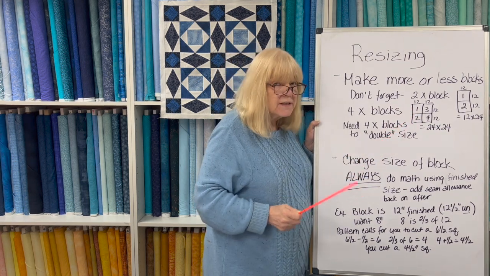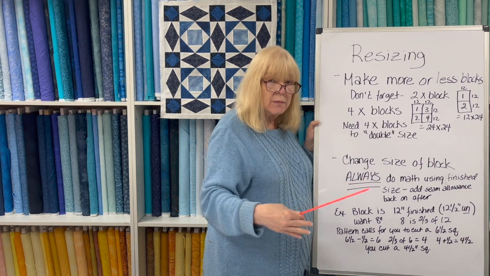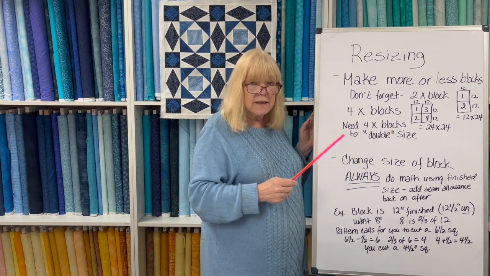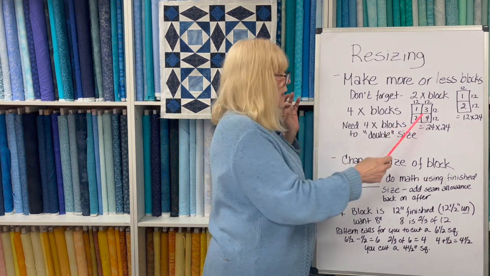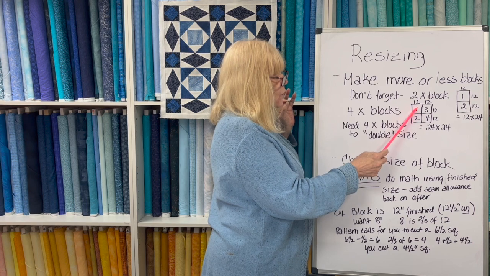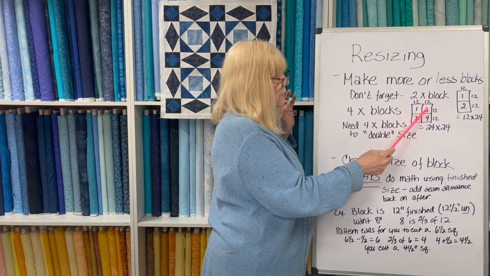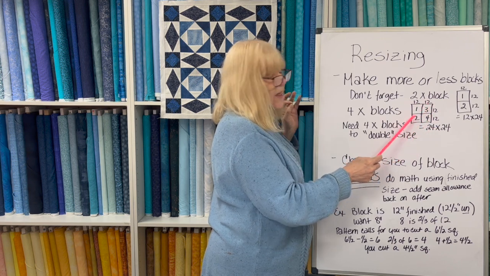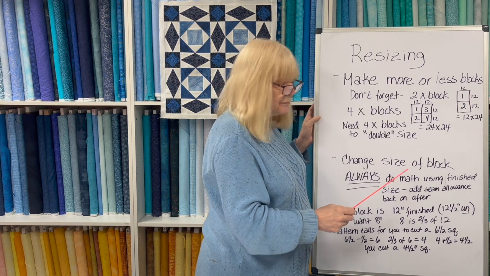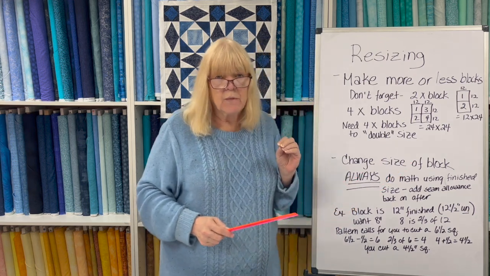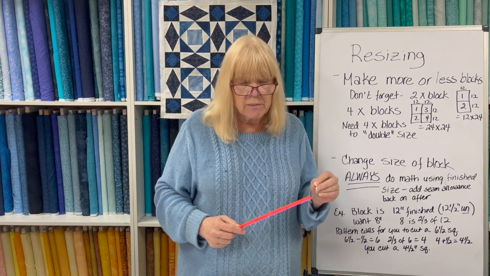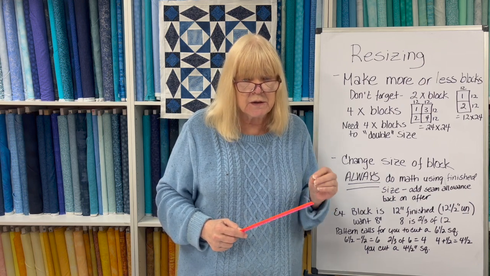And Rob clearly said that in his video. If you have 10 blocks and you want to double it, you need 40 blocks. But he didn't quite explain why you needed to do that. So you have 12, 2 12s, 3 12s, 4 12s to get to 24 by 24. That's how you get to times 4. So don't come home from the quilt shop with half the amount of fabric that you need. If you're doubling the size of your quilt, you need to multiply your fabric requirements by 4.